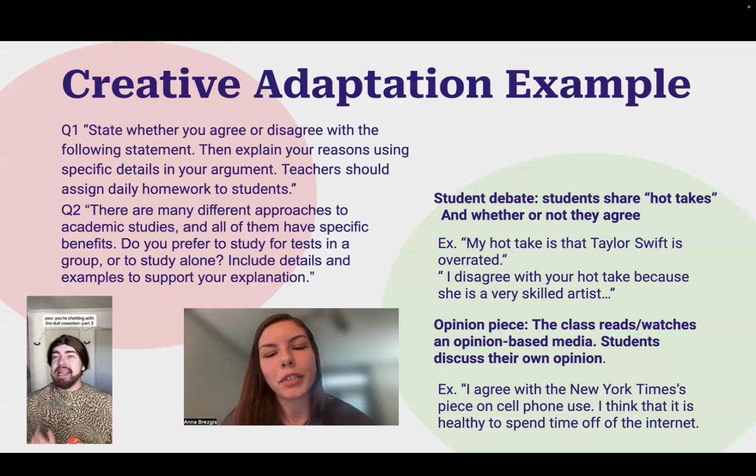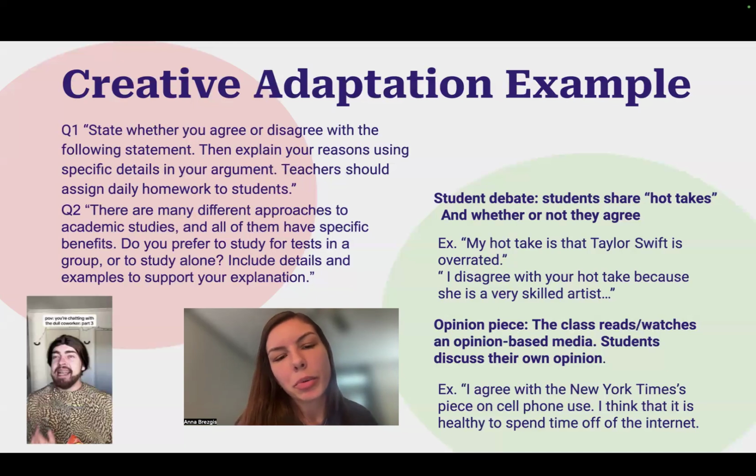And another student responds, maybe following this form, but you basically have to give your opinion. You have to agree or disagree, and then you have to back it up with specific details. So they could say, I disagree with your hot take because Taylor Swift is a very skilled artist, and I know this because she has won many awards in her career and her tour was very popular, something like this. Everything you need to know in Q1 is done through this format, and it's a lot more fun, and it incorporates a lot more of the student into it.